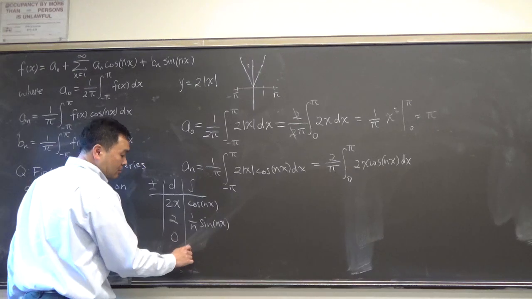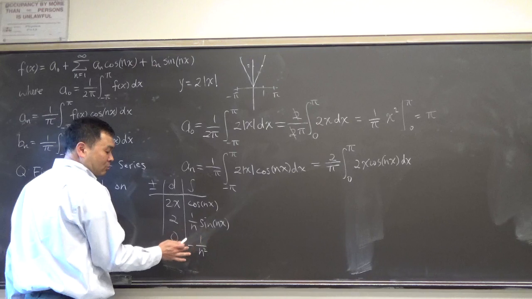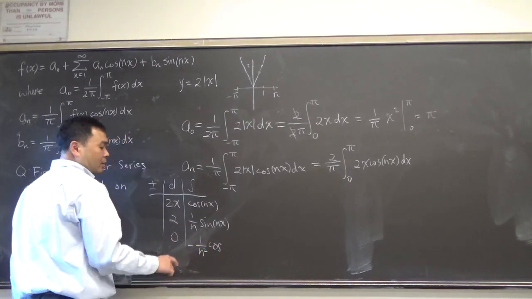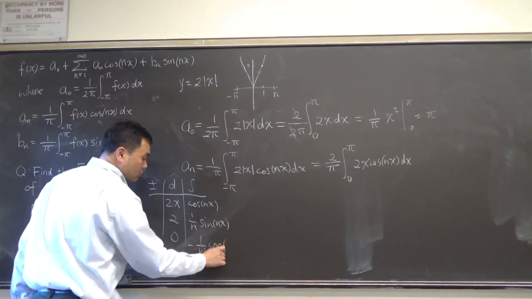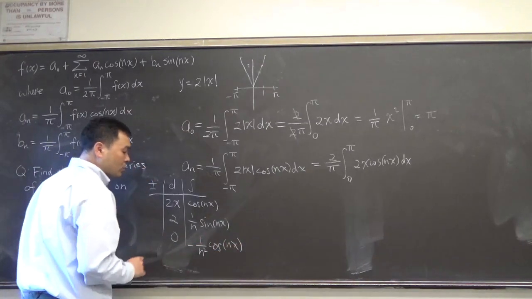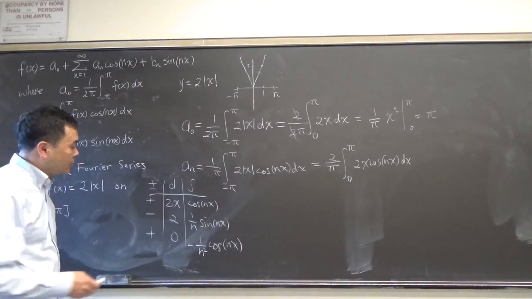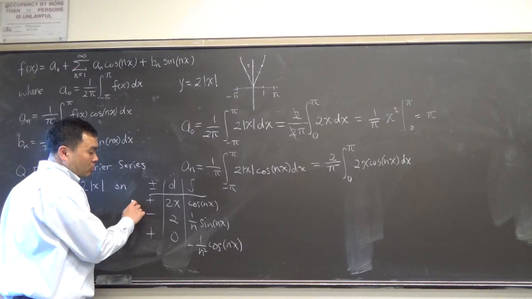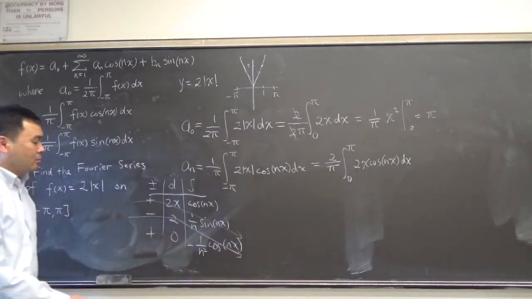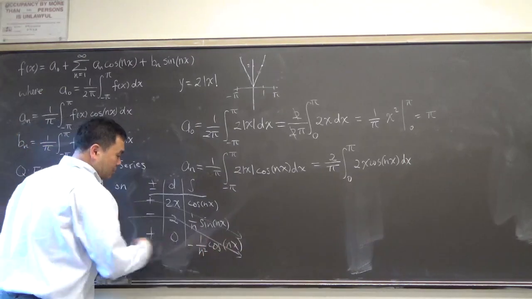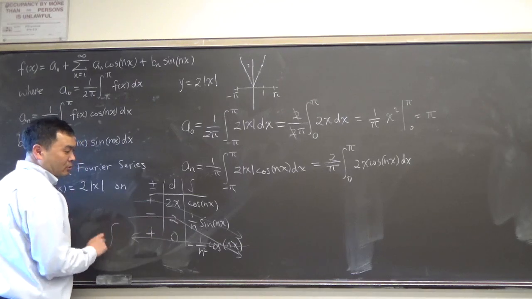You integrate this again, it's negative 1 over n squared. Negative because sine integrates to negative cosine, and 1 over n squared because another integration brings out 1 over n again. So you get this, plus, minus, plus, and then you extract the integral by going straight across and diagonal down. And there's nothing here. Sometimes if this is not 0, you have to go this way and integrate the result.